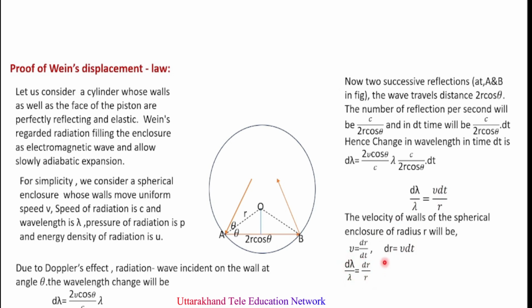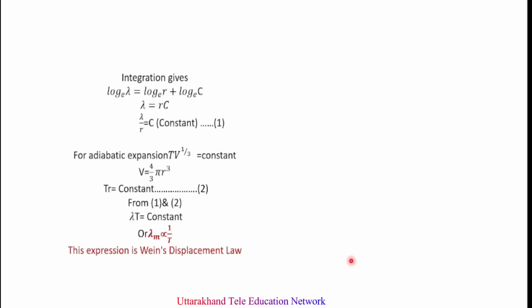Now this relation we get, and now we will integrate both sides. So we find that the left hand side is log lambda, and the right is log r plus log c, and taking the anti-log, this is the property of the log, the plus becomes multiplication, so lambda is equal to rc. That indicates that lambda is directly proportional to r. This is a very important relation. The wavelength of the radiation inside the enclosure is directly proportional to the radius of the enclosure, or we can write it in the form lambda upon r is equal to c, the constant.